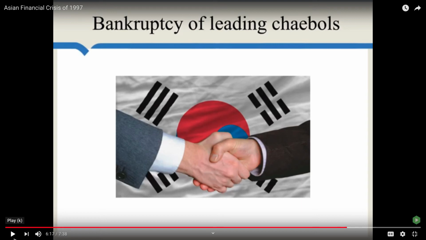I don't understand. Is this actually... I'm guessing that someone from the United States is shaking the hand, or IMF is shaking the hand of a South Korean. I don't see that in this picture.